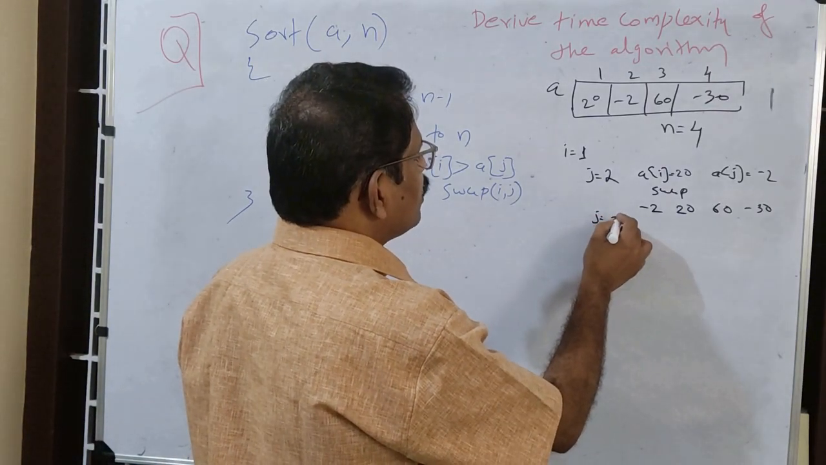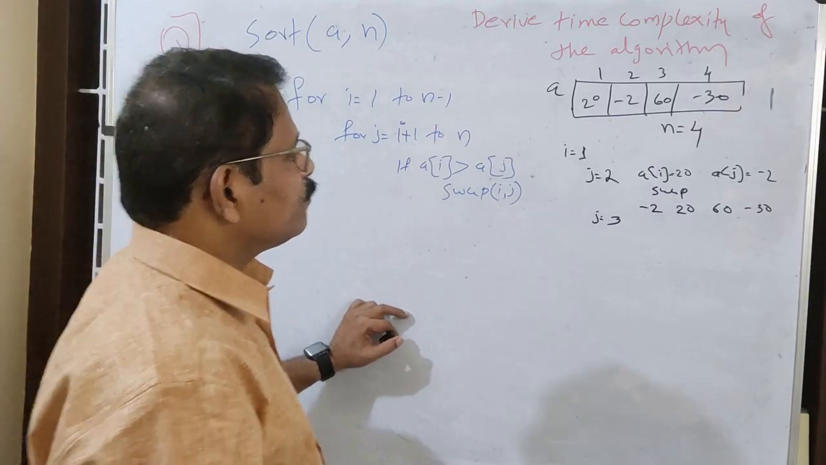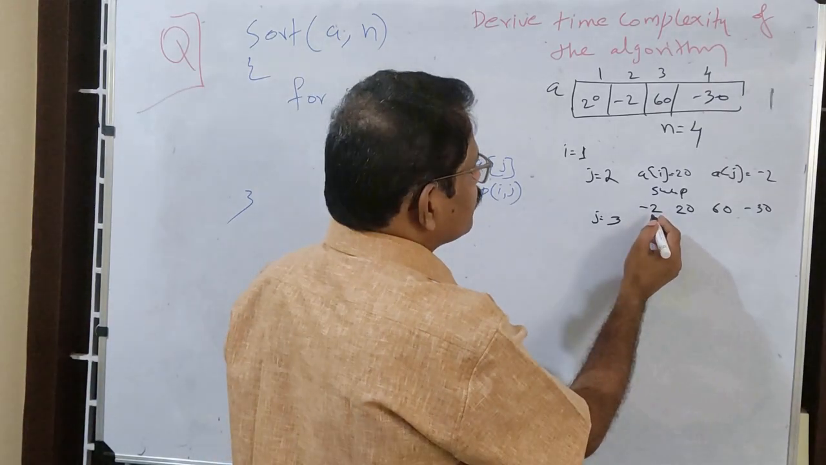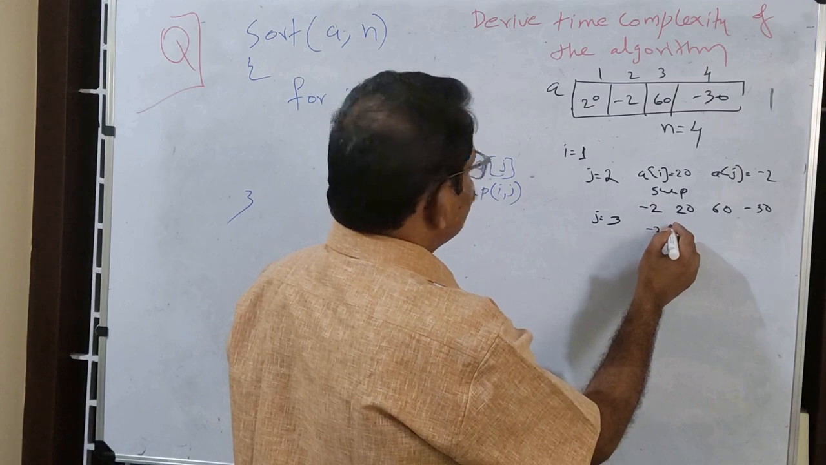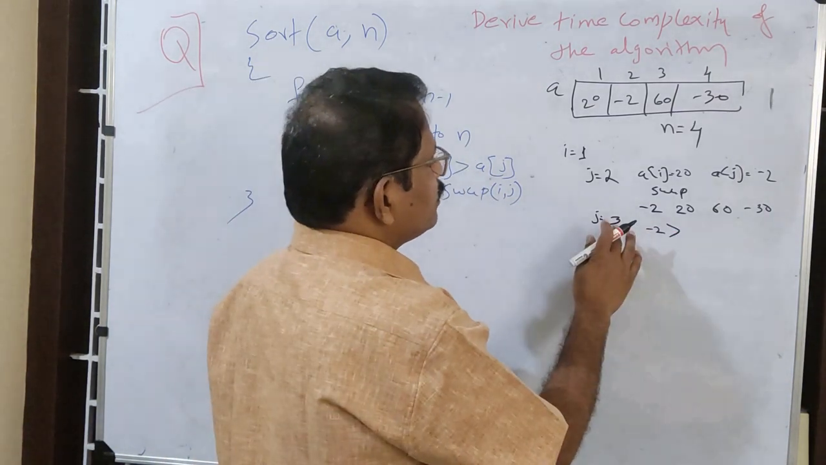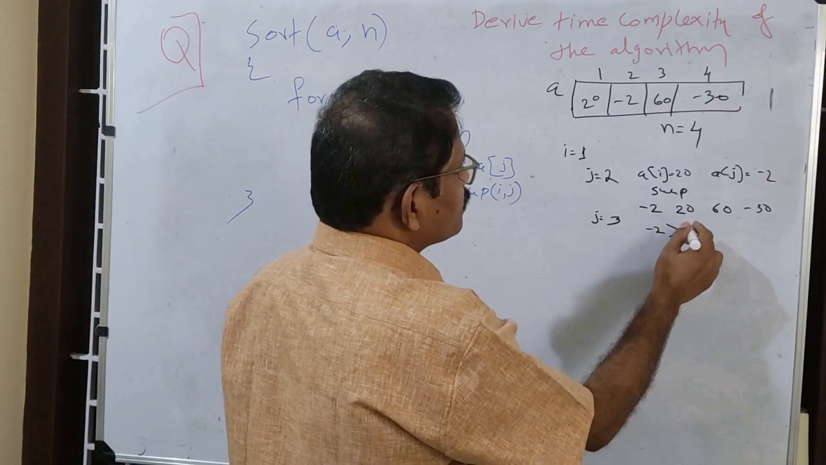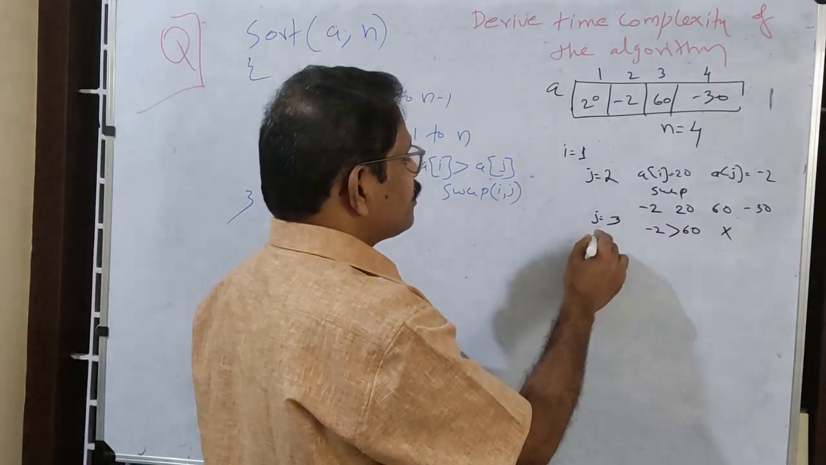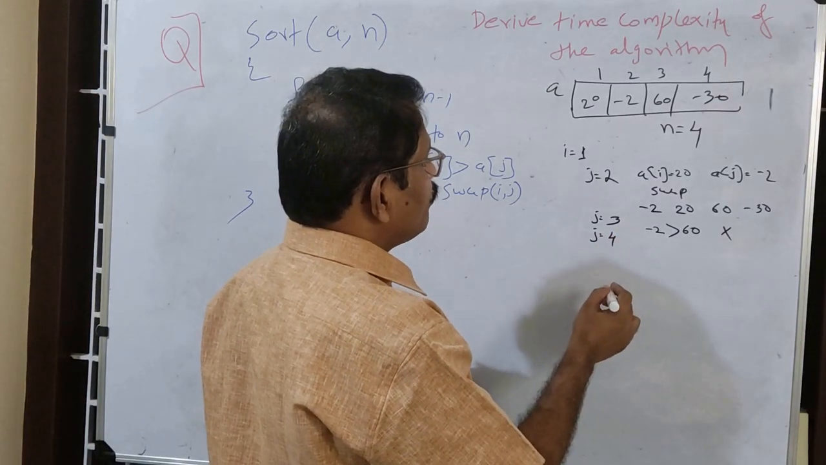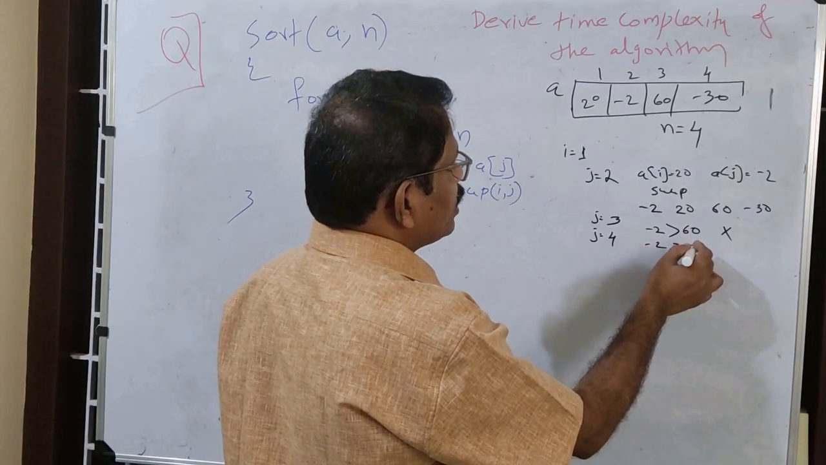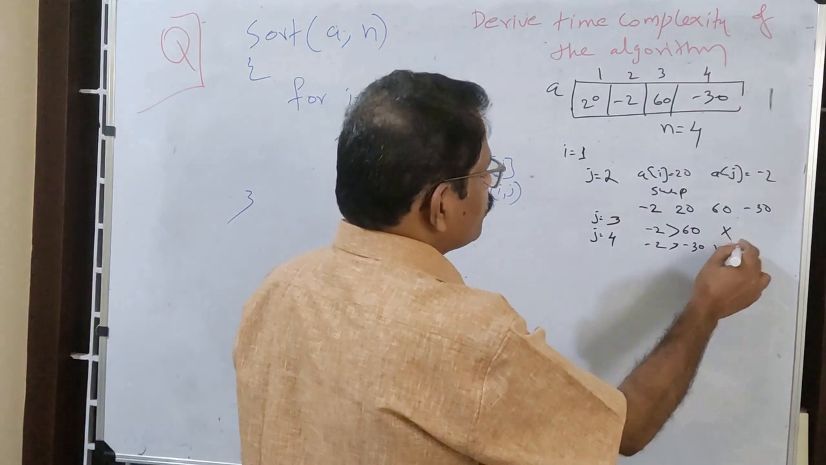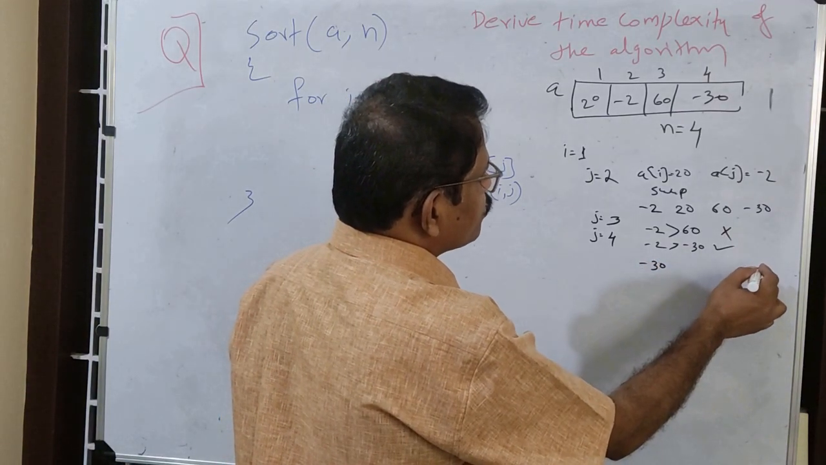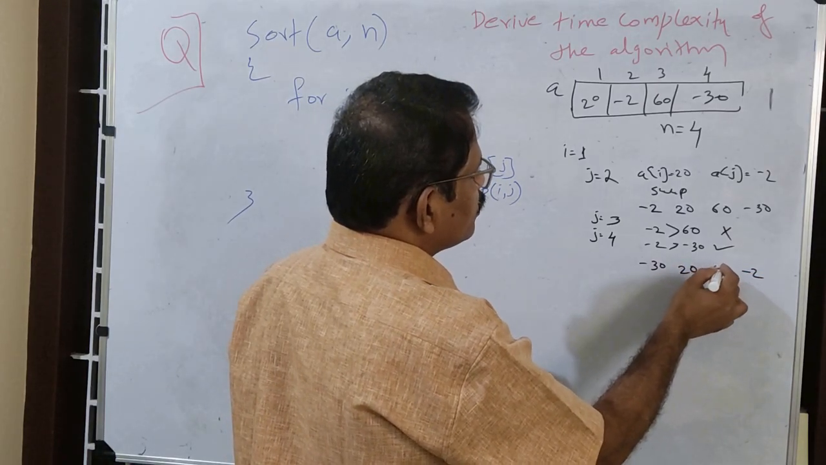Then J will become the next value, that is 3. At that time I will not change. The algorithm compares A of I and A of J. This is the new array, so is minus 2 greater than 60? A of I greater than A of J, J is 3, the third element is 60. It will not swap, no swapping. Then J will take the next value, J equals 4. Again it will compare, still I is 1, minus 2 against minus 30. Yes, this is correct, it will be swapped. So minus 30 will come here, minus 2 goes here, and 20, 60. This will be the new array.